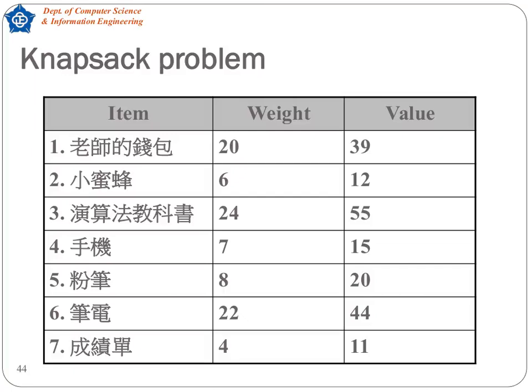Building on that example, here we illustrate the knapsack problem with 7 everyday items, each defined by its weight and value. Here's a quick rundown. 1. Teacher's wallet. Weight, 20. Value, 39. 2. Little B figurine. Weight, 6. Value, 12. 3. Algorithm textbook. Weight, 24. Value, 55.